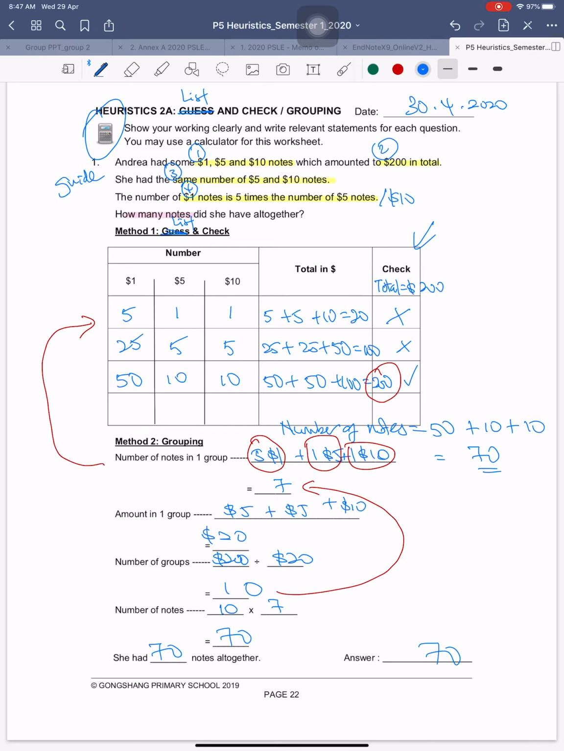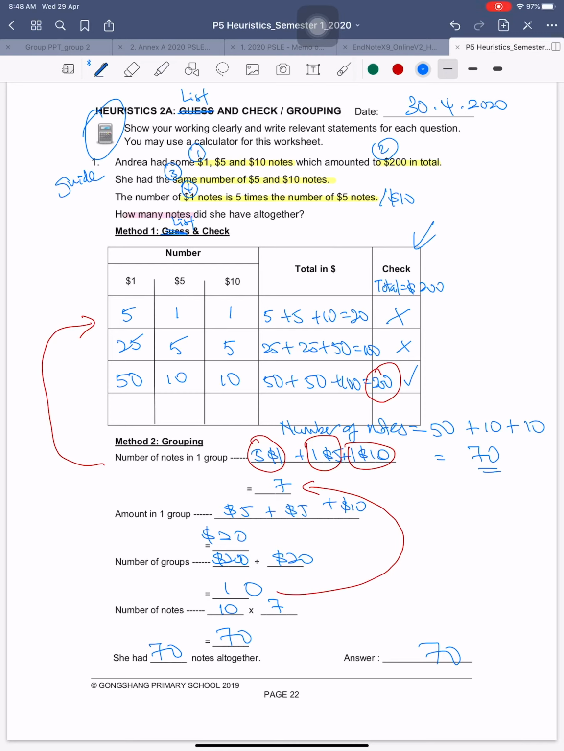So this is the grouping method. You let one group, because you know the ratio. The ratio will be the next topic they'll be learning. You know the ratio is 5 $1 notes, 1 $5 note, and 1 $10 note. So that is my one group of 7. From here I know one group is $20, and since the total amount is $200, 200 divided by $20 tells me I need a total of 10 groups. Each group has 7 notes, so 10 times 7, 70 notes in total.